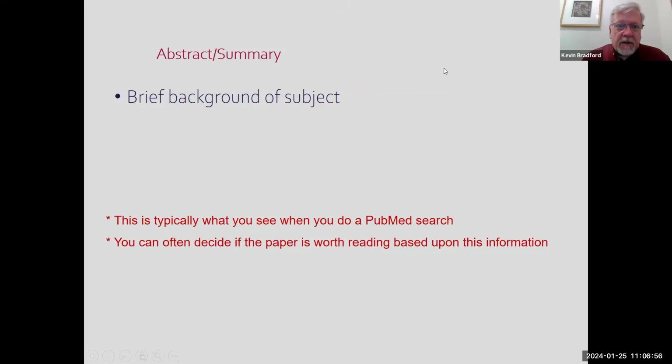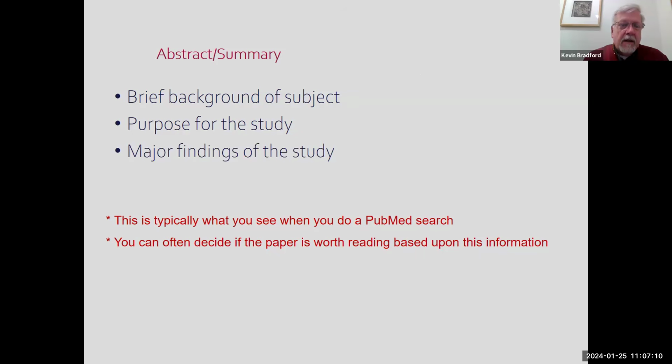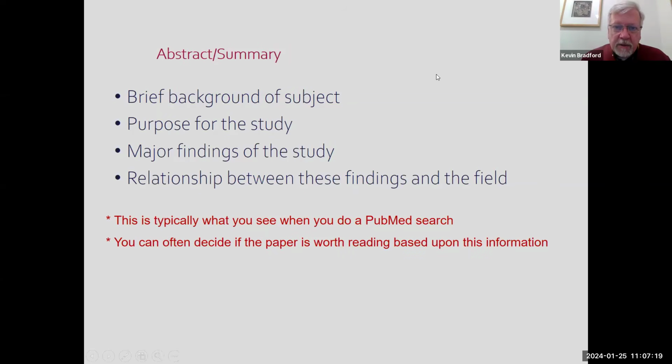So this is typically what you would see when you do a PubMed search. You can often decide if the paper is worth reading based upon this information. There'll be a brief background of the subject matter in the paper. The abstract will contain the purpose for the study. It'll also give you a very brief blurb on the major findings and also the relationship between the findings of that particular study and the field that it's related to in general.